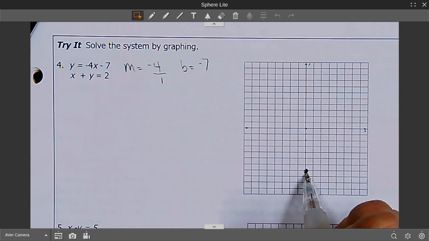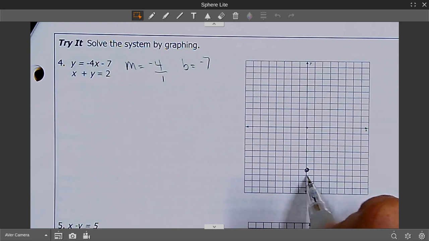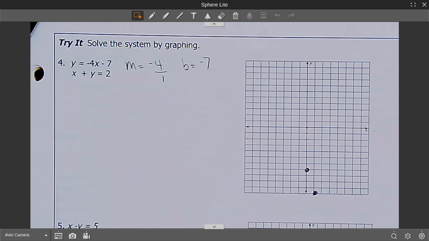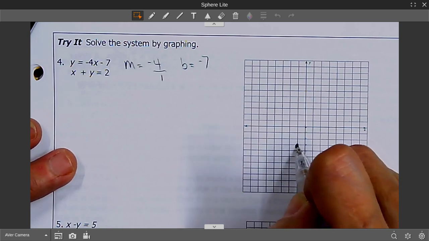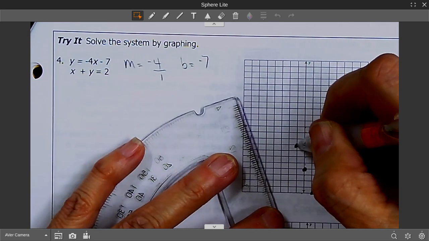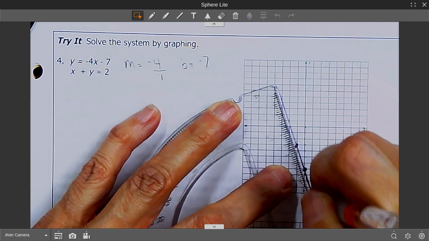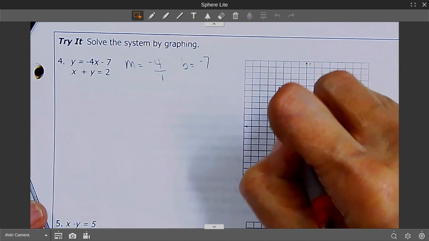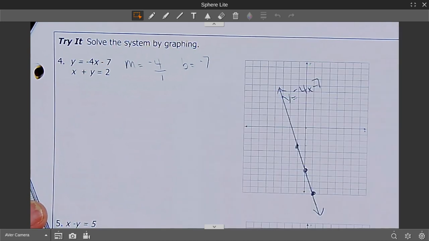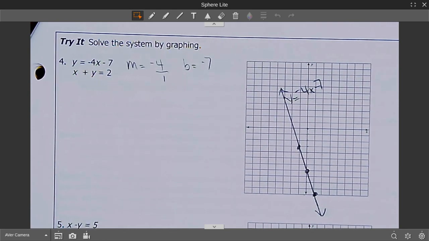So here we go, Isaac. Watch. I'm going to go to that dot I first put, the first dot I put down. I'm going to go 4 down, 1, 2, 3, 4, and 1 to the right, put a dot. But now I'm also going to do the opposite slope because I want another dot just to make sure I'm making a straight line. So what's the opposite of 4 down, 1 right? And again, label it. Y equals negative 4x minus 7.